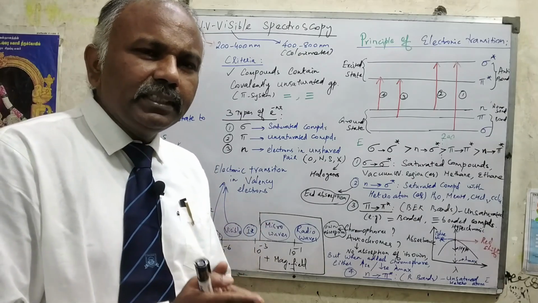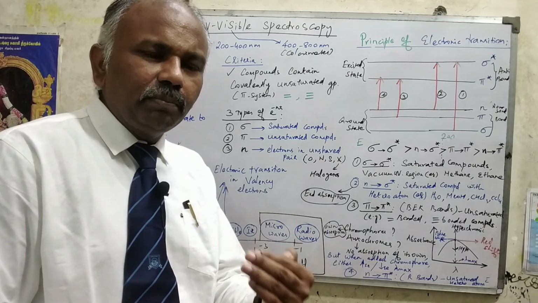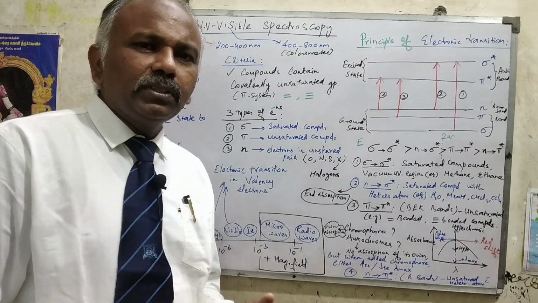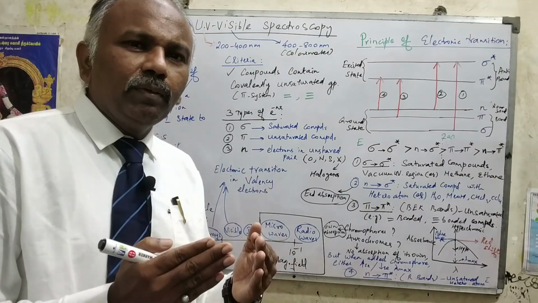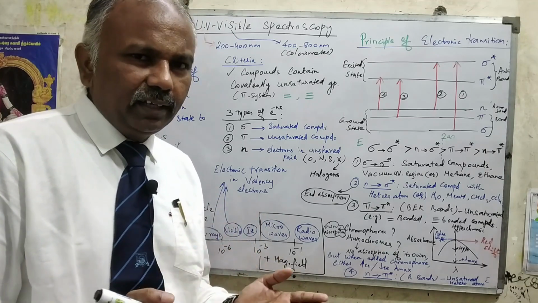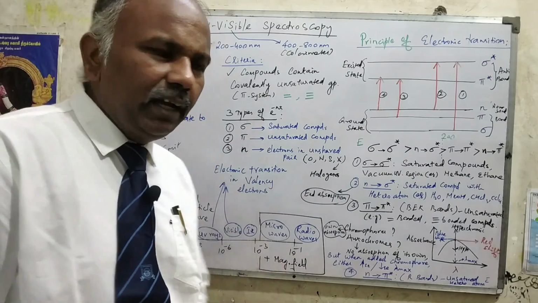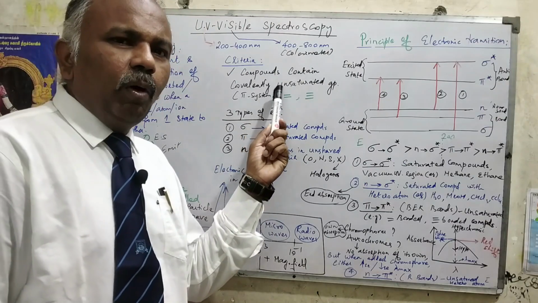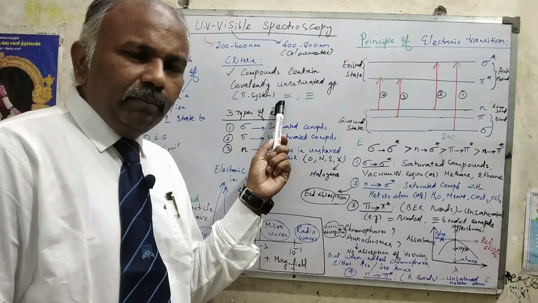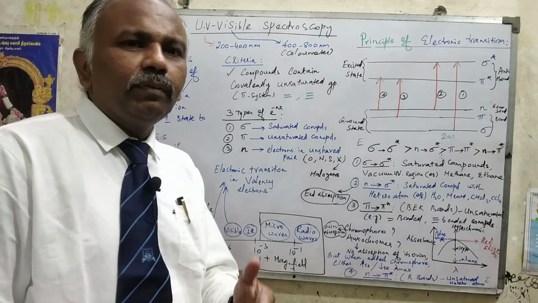Now what is the basic principle of UV visible spectroscopy? In this lecture we will discuss the concept of electronic transition. Before starting, can all compounds absorb UV visible radiation or not? It is not like that. There is a criterion for any molecule to absorb UV visible radiation. The compounds which contain covalently unsaturated groups, preferably the pi system, that is, double bonds and triple bonds present in the molecule, are the only ones that will absorb UV visible radiation.